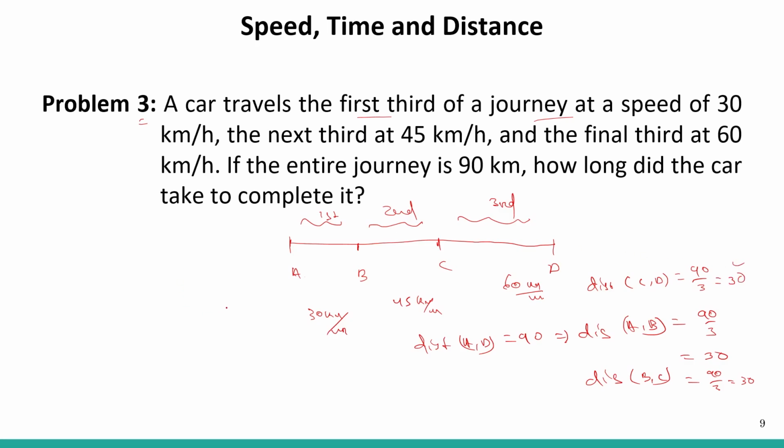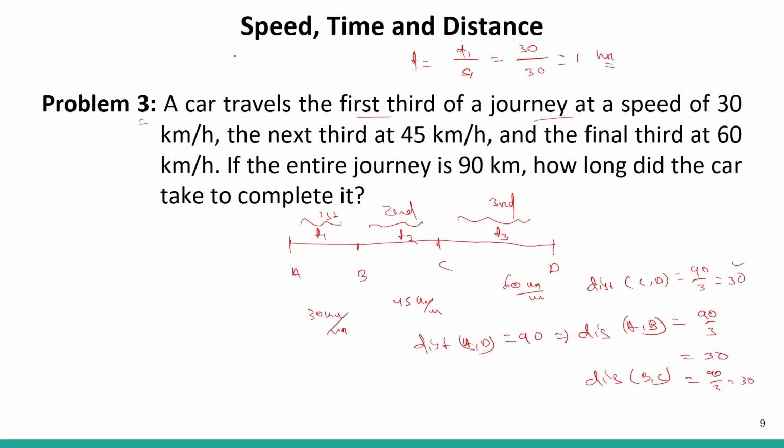So in each case, let the time taken to cover the first third be T1, the time taken to cover the second third be T2, and the time taken to cover the third third be T3. So T1 is equal to what? D1 by S1, right? D1 is 30, and S1 is 30. So it will be 1 hour.